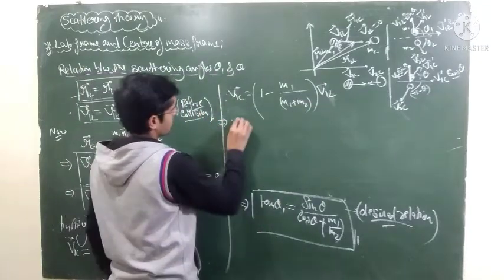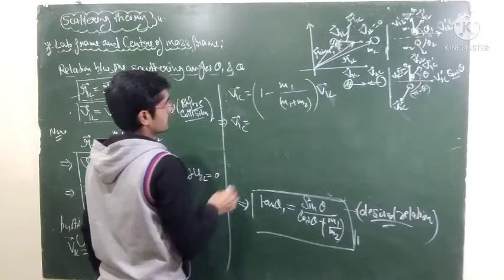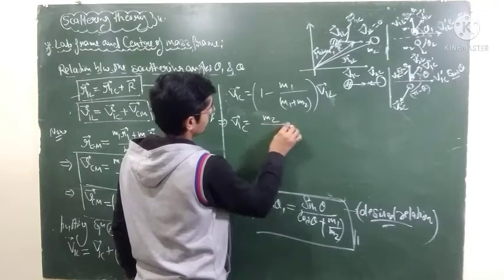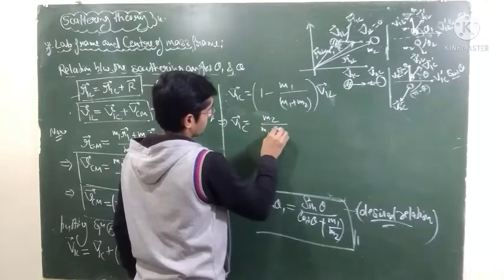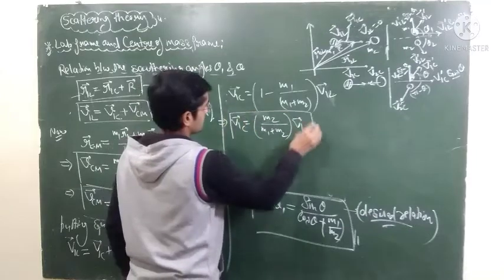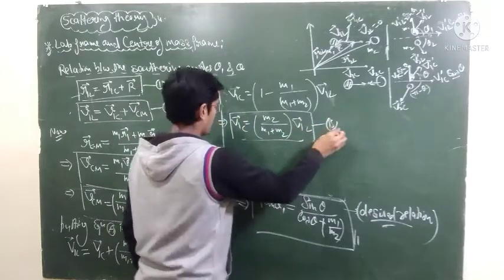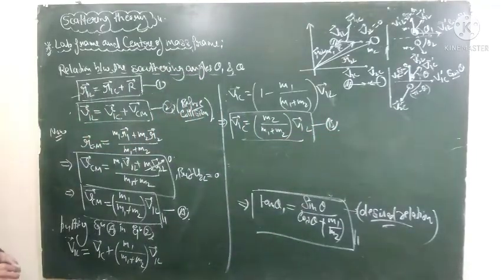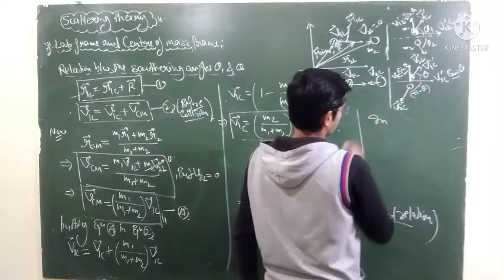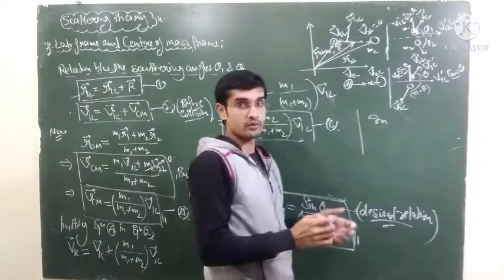So this will give us V1C as, you just have to do this particular algebra, M2 over M1 plus M2 into V1L. This is another important equation. Now one more thing that let me explain to you: this particular relation is just for elastic scattering.